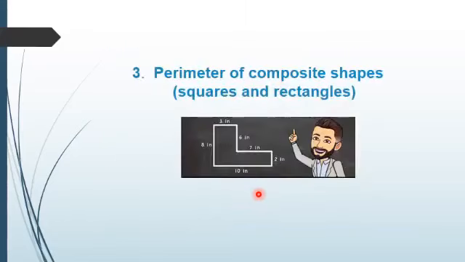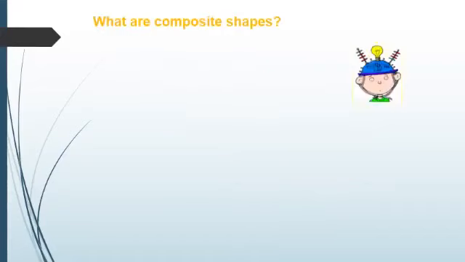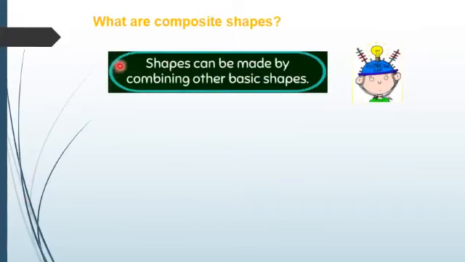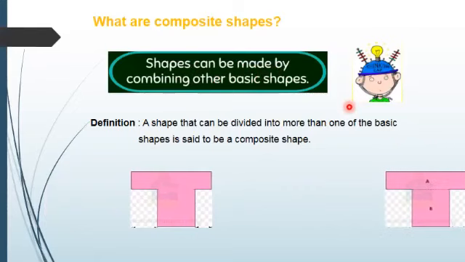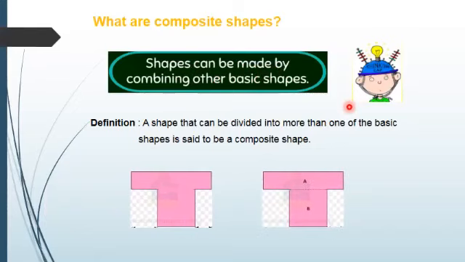Now it's time to find the perimeter of composite shapes. Think for a moment, what are composite shapes? We know that shapes can be made by combining other basic shapes. We can place two or more shapes together and that will give you a new shape. So, a composite shape is a shape that can be divided into more than one of the basic shapes. Let's have a look at this example. This is a composite shape because it can be divided into two other basic shapes, a rectangle and a square.